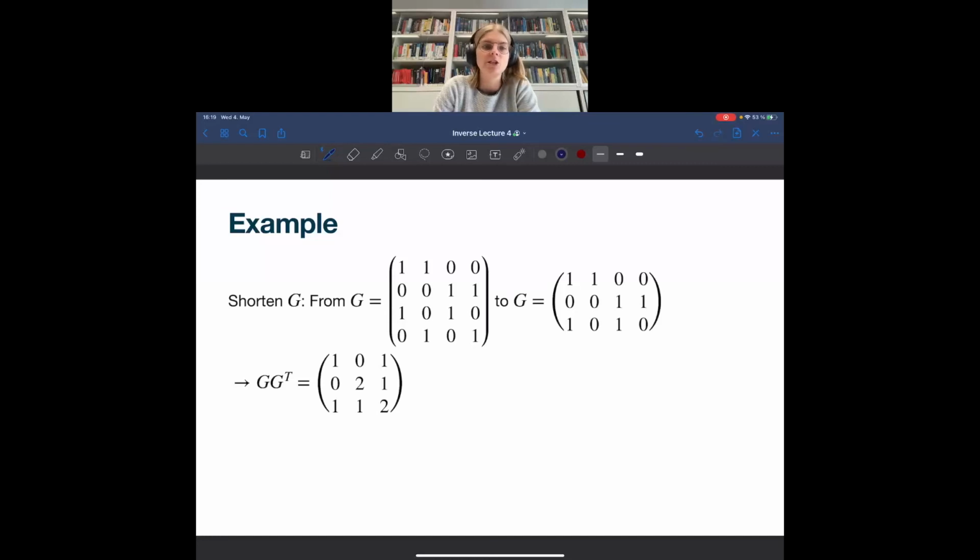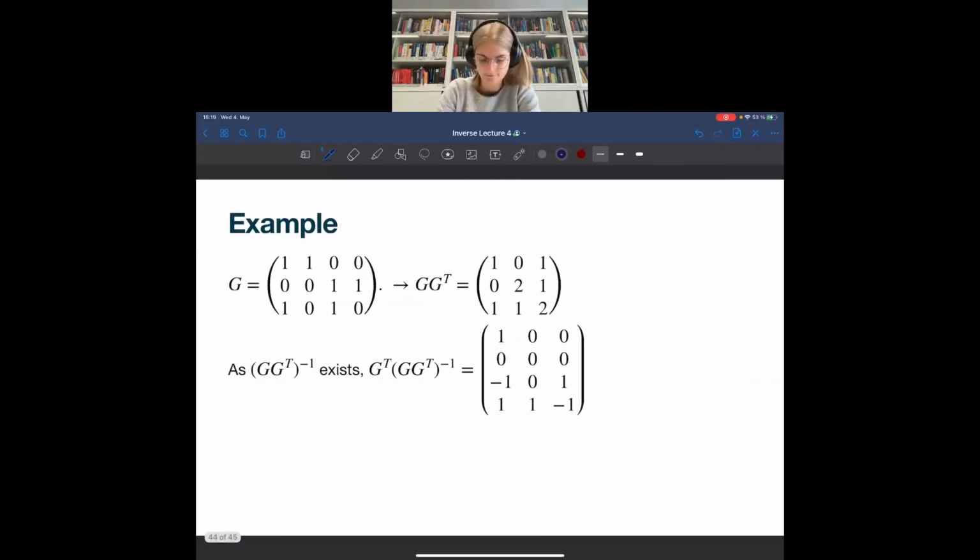And we build G times G transposed, which is now 3 by 3. The good thing in this case is that we can build the inverse. And we can also calculate this block G transposed times G transposed inverse. It is written down here. If you do not believe me, try calculating it on your own.